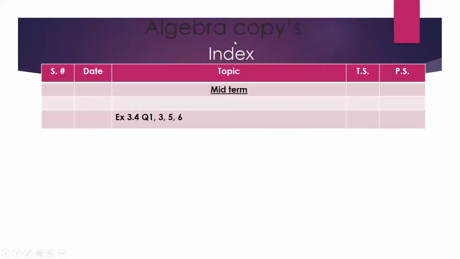Today, exercise 3.4. Quickly, 10 minutes are left. Yes, bete, mute yourself, everybody. And here the questions are 1, 3, 5, 6. Let me tell you the page number. Your page number for this exercise is page number 44. Exercise 3.4, question 1, 3, 5, 6.